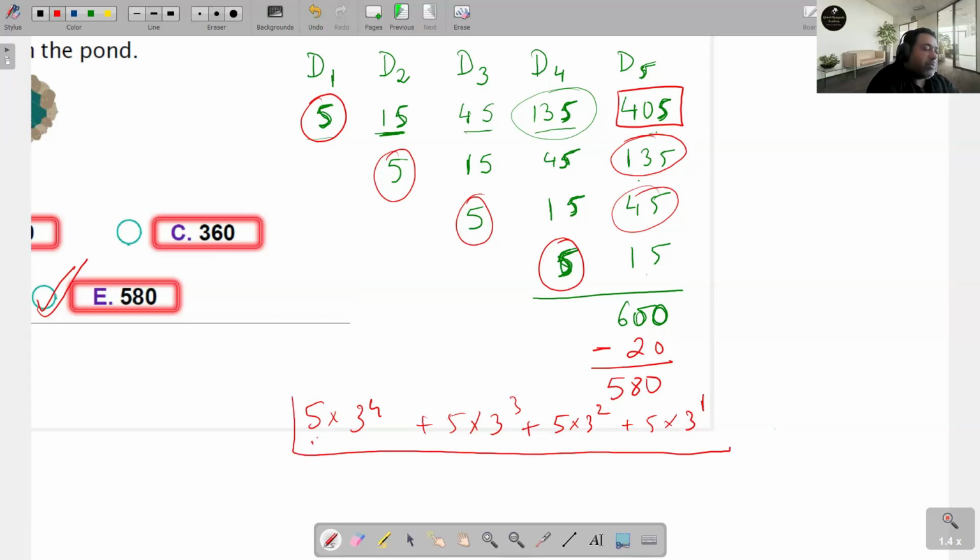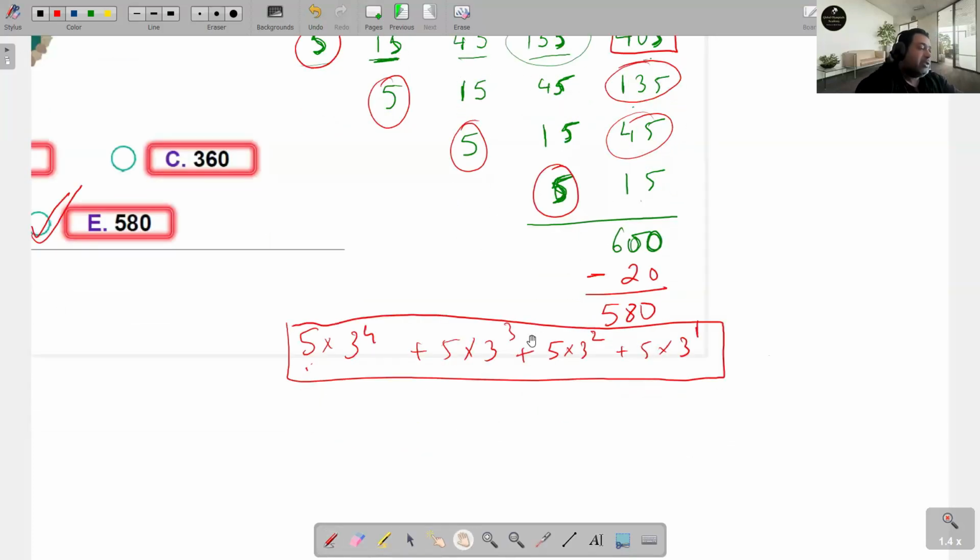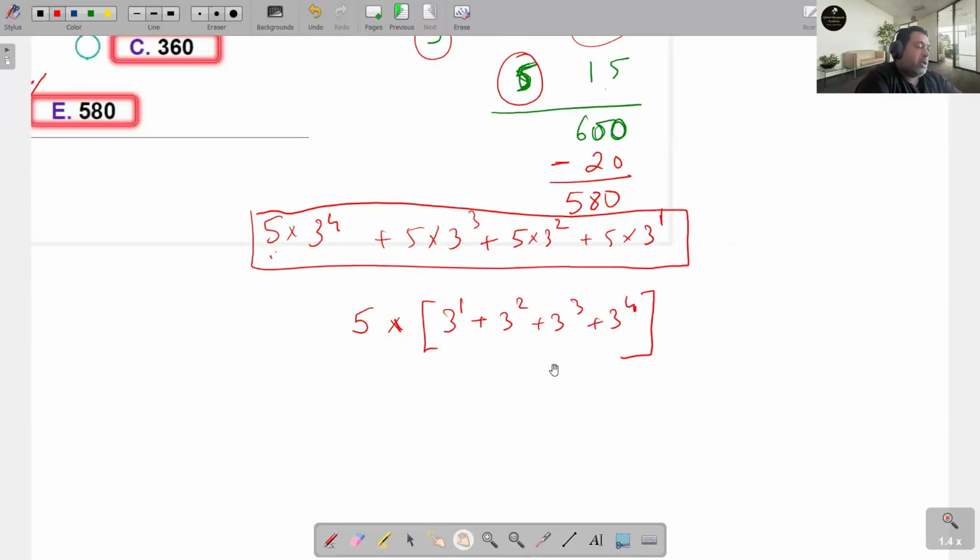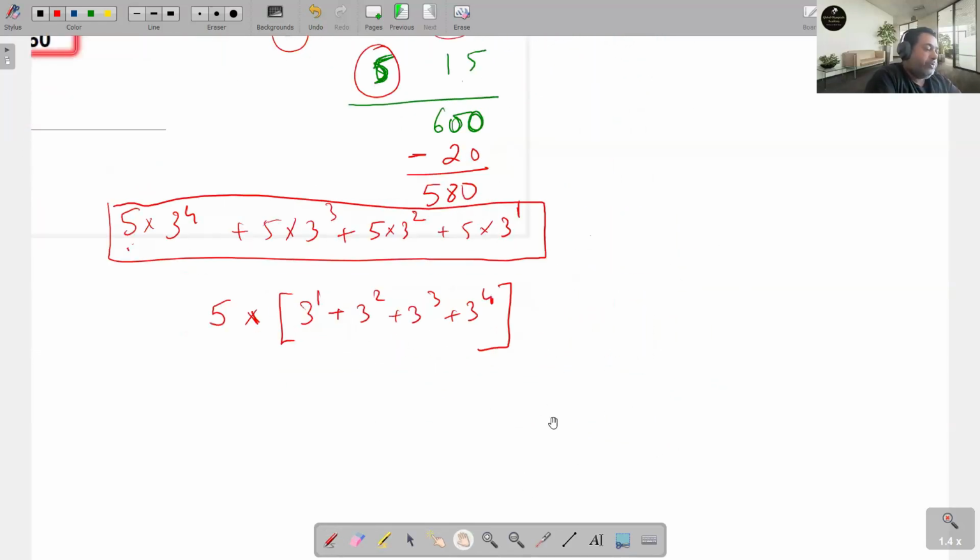You need to add these numbers, and using the formula here, what you can do is keep 5 as common, and I have to add 3 to the power 1 plus 3 to the power 2 plus 3 to the power 3 plus 3 to the power 4, right? Now in a geometric series, when you are adding, so you have 3, 9, 27 and 81. If you are adding this, you can always multiply because the common ratio is 3.